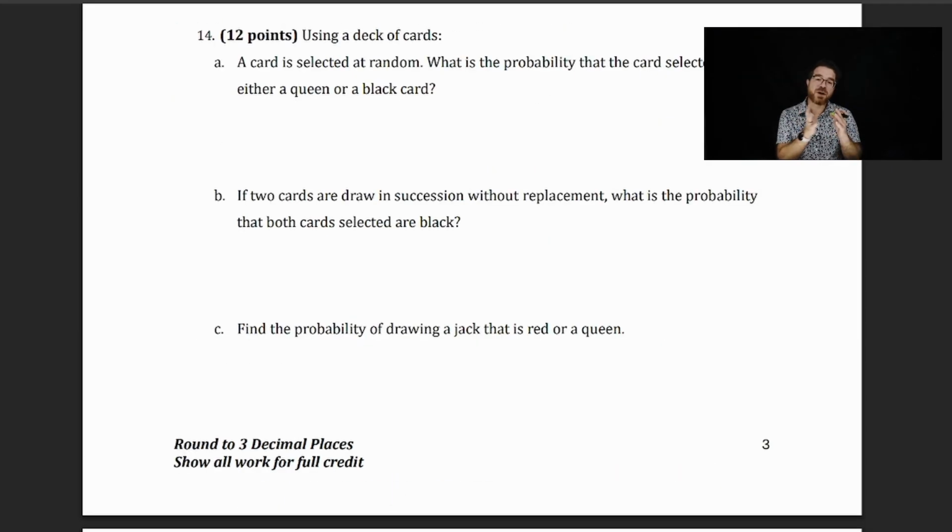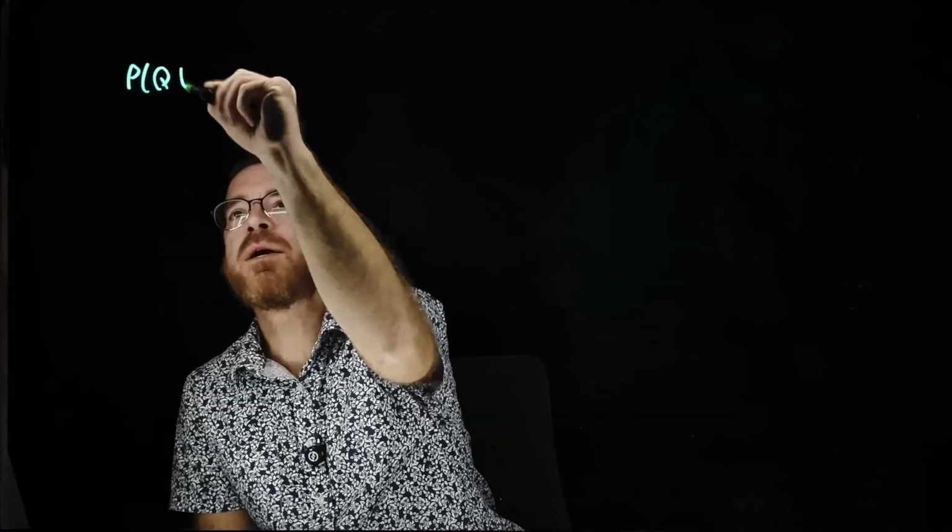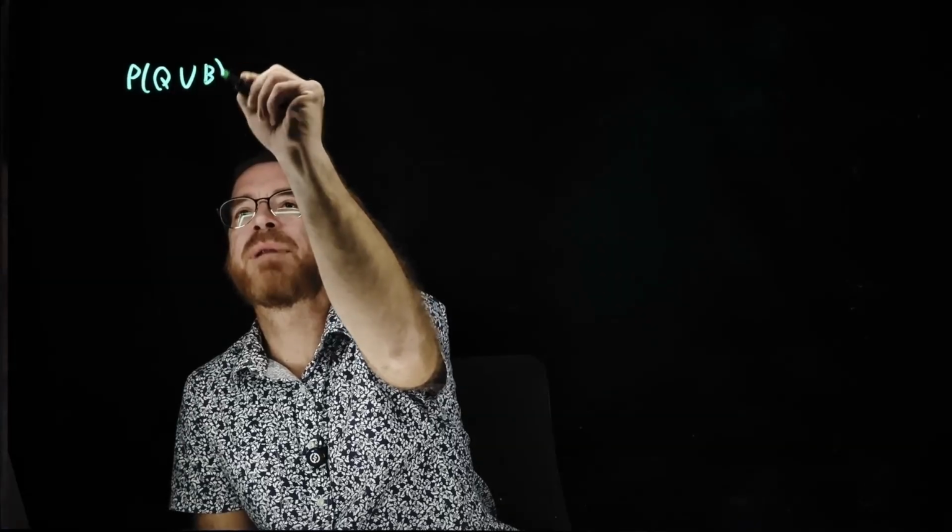Okay, now we're done with our concept questions. It's time to move into some actual calculations. So the first set of questions, number 14, is using a deck of cards. A card is selected at random. What is the probability the card selected is either a queen or a black card? So we want to know the probability of getting a queen or a black card.